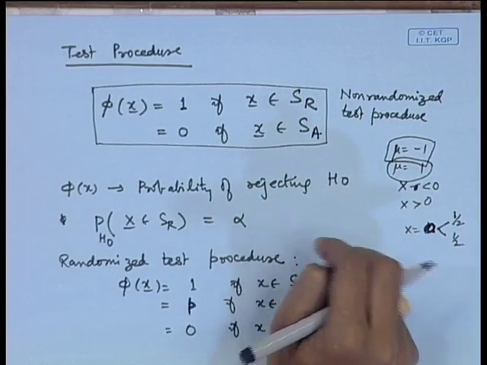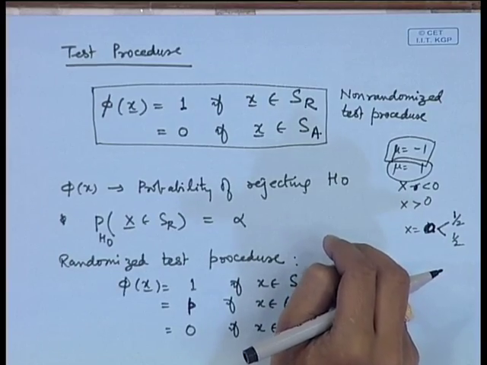So, sometimes we may have to adopt a randomized test procedure in order to achieve a given level of significance or given size of test. Now, in the forthcoming lecture, I will be discussing the procedure for obtaining the most powerful tests, and then we will look at the applications for various distributions.